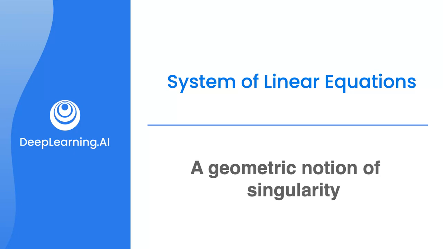Now that you've learned how systems of linear equations are represented by lines in the plane, and that non-singularity equates to these lines intersecting at a unique point, I'm going to show you an even simpler way to visualize singularity and non-singularity. It involves slightly simplifying the system.